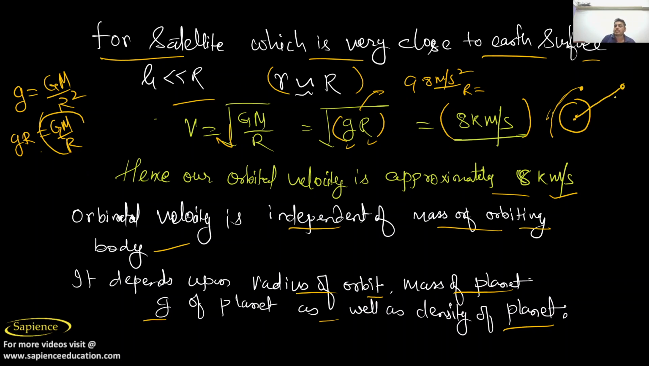Suppose this is your satellite, so its distance will be r. If r increases, what will happen? Velocity will decrease. So this is what you need to understand, okay?